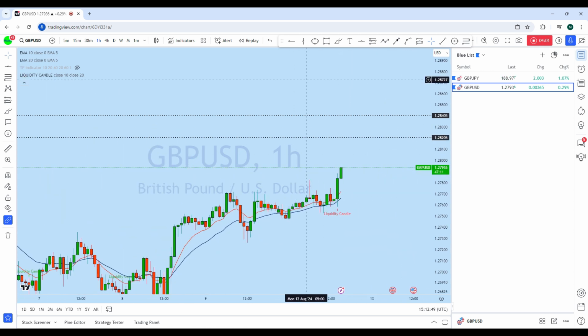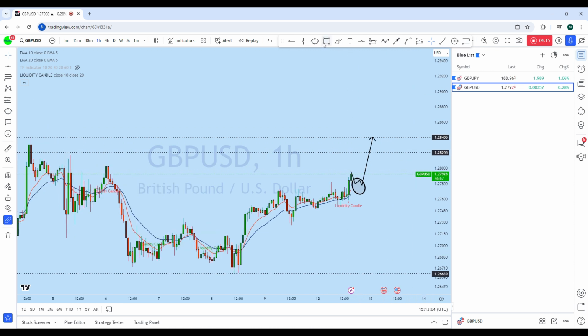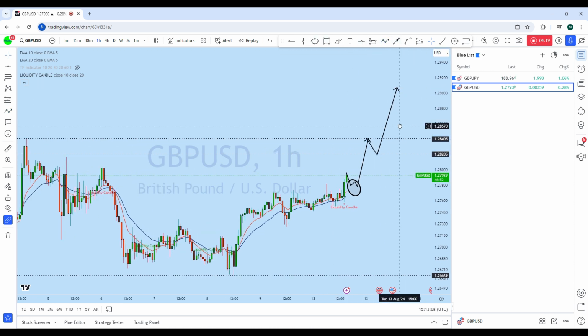So with that said, we will be waiting for a deeper pullback, a potential retest of this previous resistance here, which is turning support, and as soon as we find a suitable entry on this market, we will be looking at going long with a high probability trade setup.